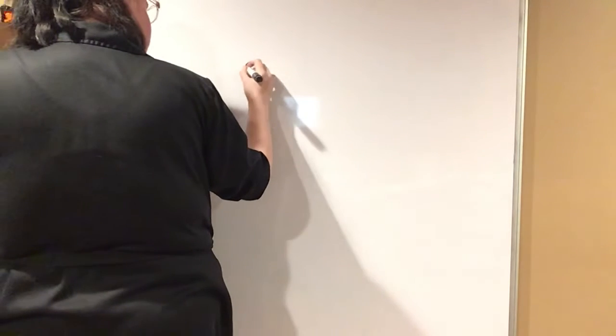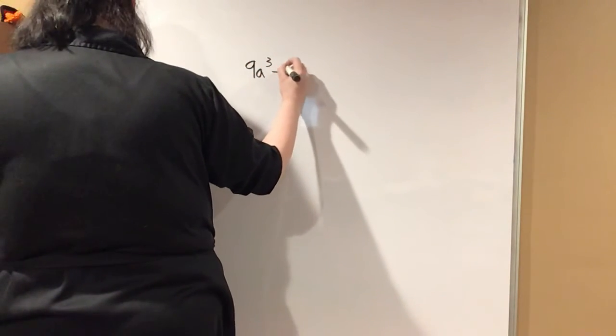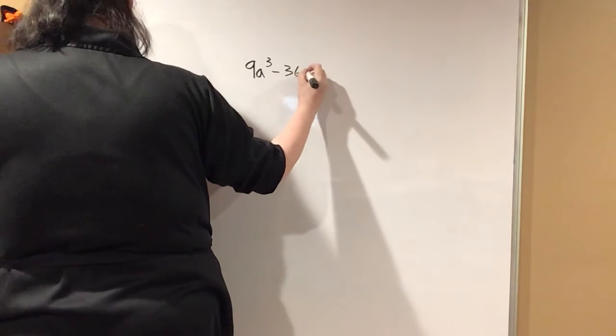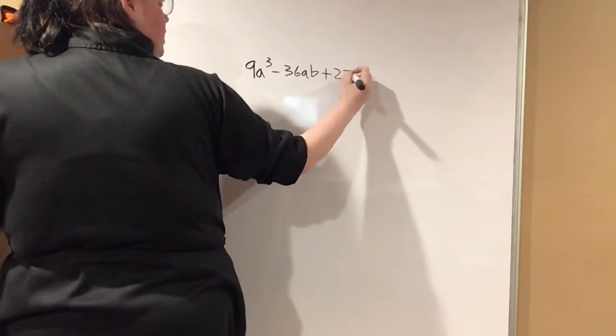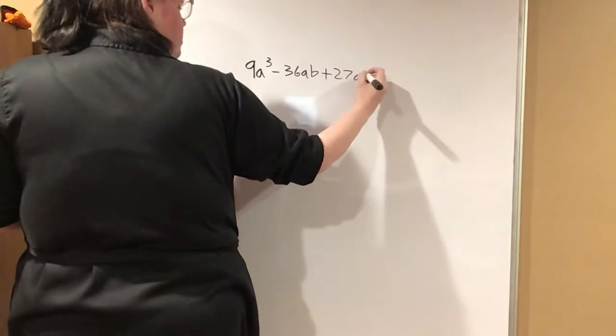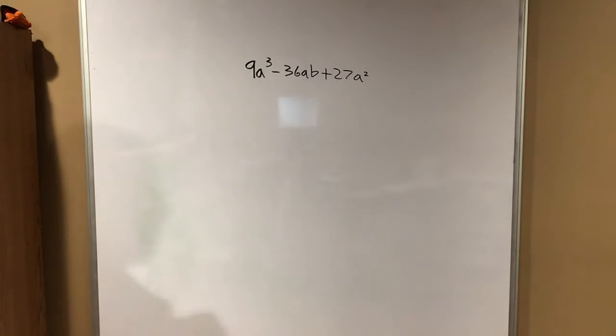So let's look at it this way then. If we're given this, 9a cubed minus 36ab plus 27a squared, let's find our greatest common factor. So look at the numbers first.